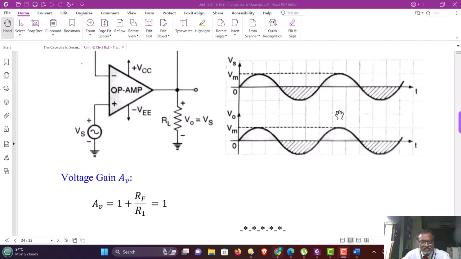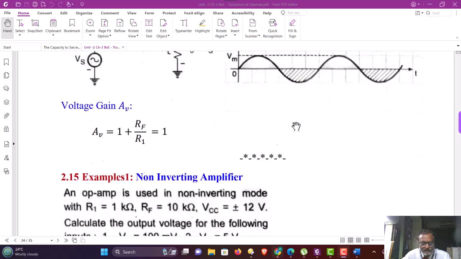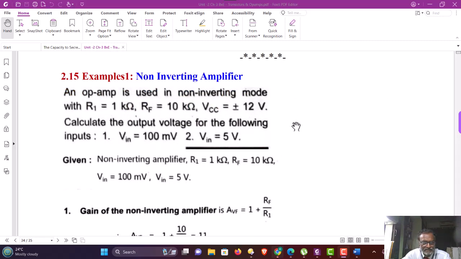That's all about the theory of the operational amplifier. Let us have some simple examples. In an operational amplifier used in non-inverting mode, with R1 equal to 1K and RF equal to 10K, with supply voltage plus or minus 12 volt, you are asked to calculate the output voltage for the following inputs. One, when input is 100 millivolt, and two, when input is 5 volt. It is a non-inverting configuration.